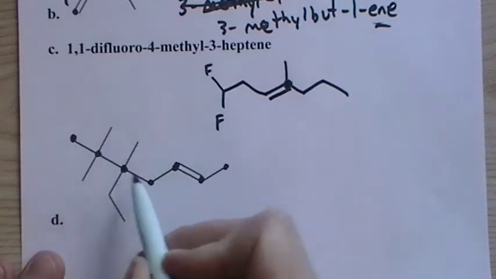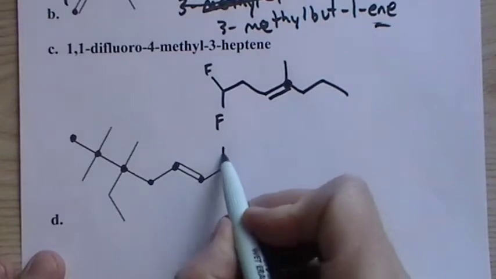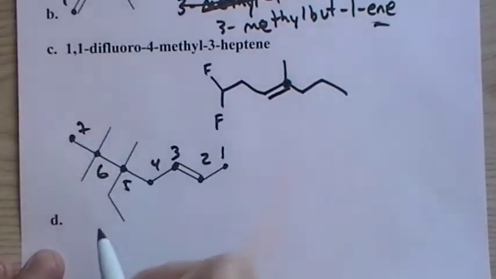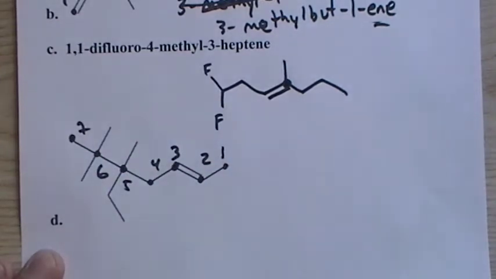So we have 1, 2, 3, 4, 5, 6, 7. That's the longest chain. The double bond is closest to this end. So you see how nice the numbering is. We don't have to consult with anything else. We don't have to look at the substituents at all. We just look at that double bond that tells us the numbering.